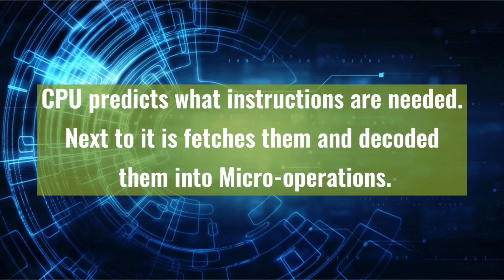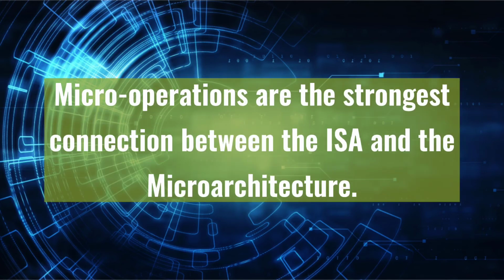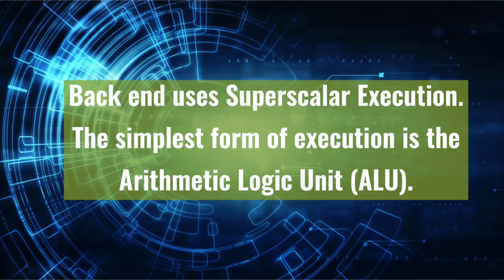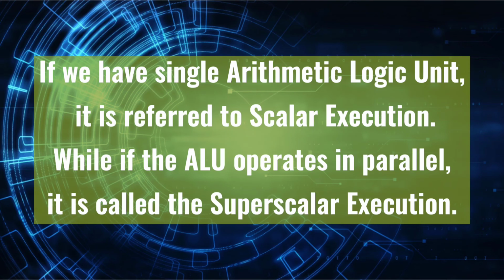Now let's move on to the front end. So the CPU predicts what instructions are needed. Next, it fetches them and decodes them into micro-operations, or what we call UOPs. Micro-operations are the strongest connection between the instruction set architecture and the microarchitecture. On the other hand, the back end uses superscalar execution. The simplest form of execution is the arithmetic logic unit, also known as the ALU. If we have a single arithmetic logic unit, it is referred to as scalar execution, while if the ALUs operate in parallel, it is called superscalar execution.